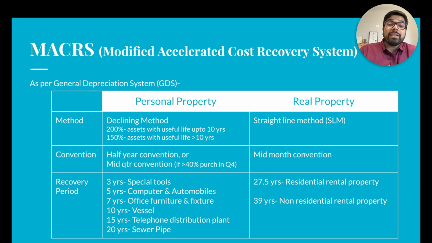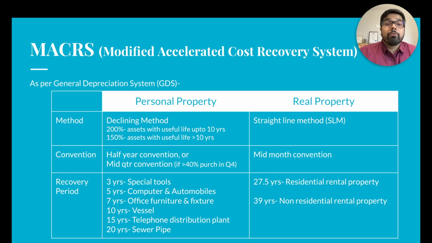Let's talk about real property. Real property is quite straightforward. If it is real property, you can claim depreciation using the straight-line method. There is no double declining or 150% declining method. It follows the mid-month convention. Mid-month convention means that irrespective of when you buy in the year, we'll see which month you bought it and assume it was bought in the middle of that month.